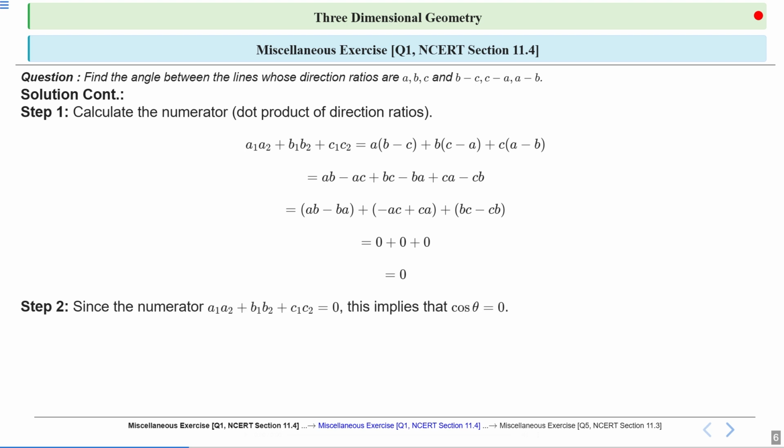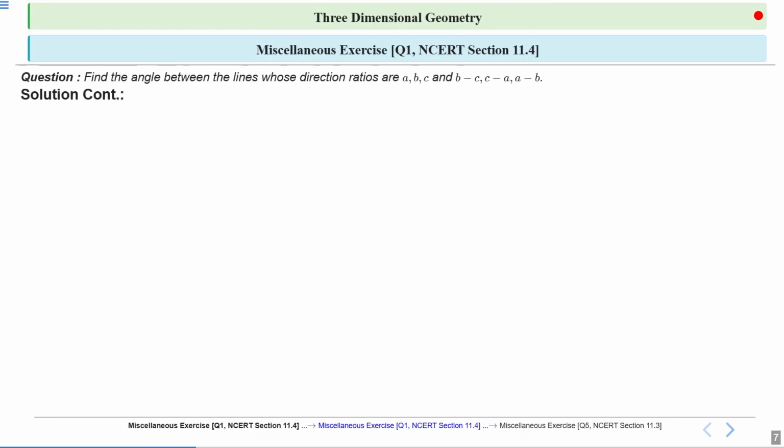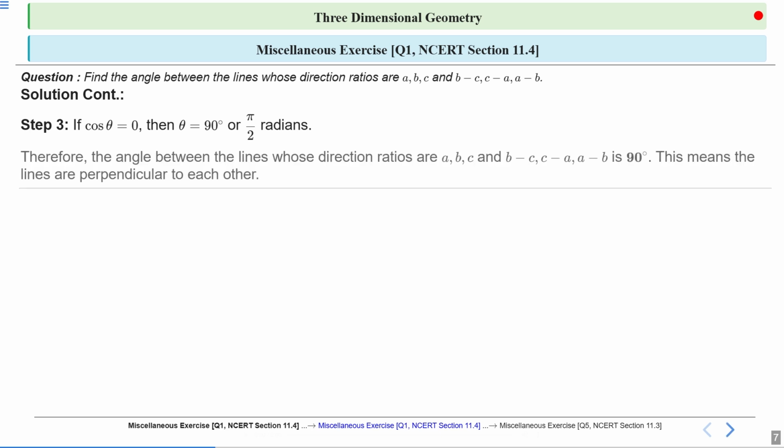Now step 2: since the numerator a1 a2 plus b1 b2 plus c1 c2 is equal to 0, this implies that cos theta will be equal to 0. Step 3: if cos theta is equal to 0, then theta is equal to 90 degrees or pi by 2 radians.